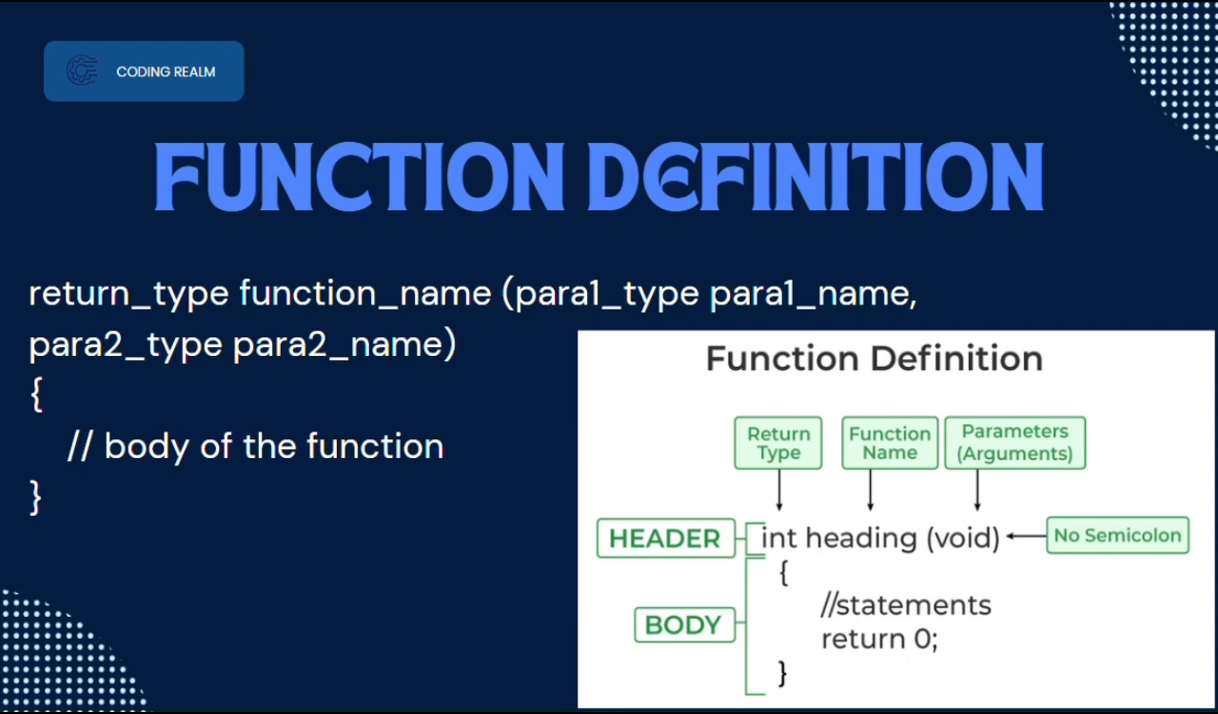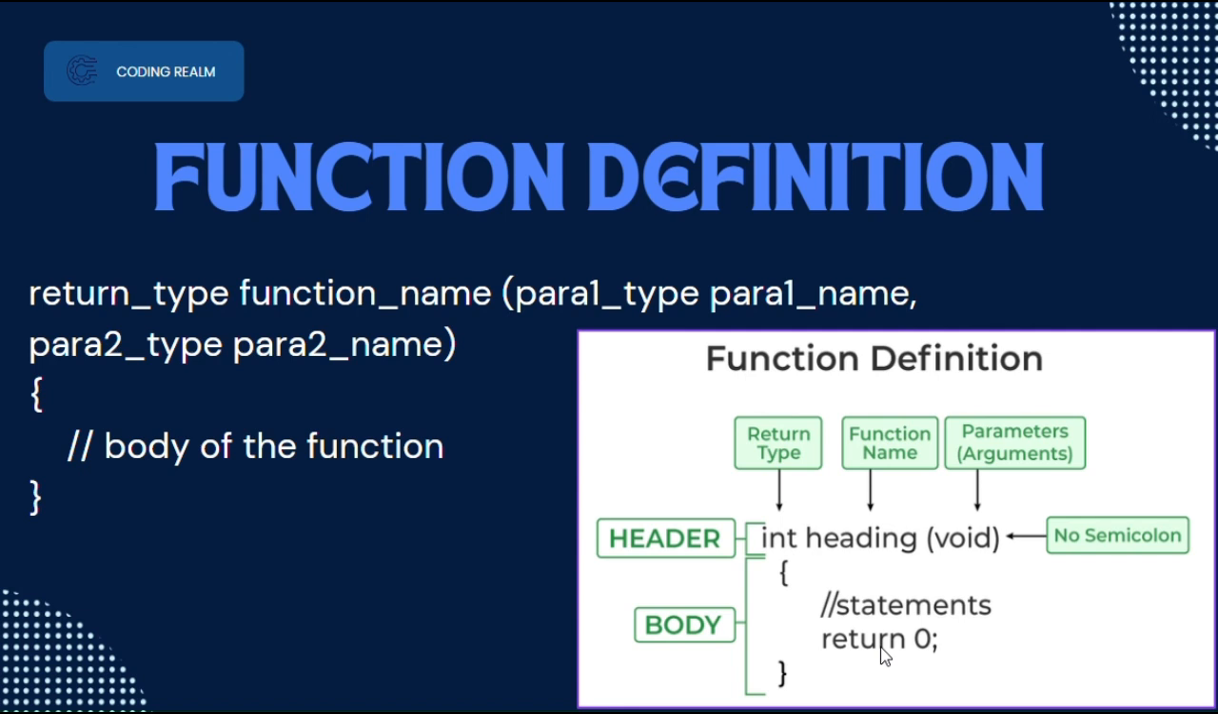First, we put the return type. Like in this example here, it's an integer. Then the function name, here the function name is heating. Then parameter 1 with its type and parameter name. Here I have one parameter, not two parameters. We can put a second parameter, and then we put the statements or the body of the function. And finally, return 0. This is the function definition.